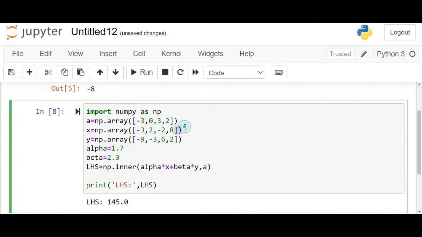So we should understand that these are three vectors: this is a, this is b, and then x, y, the value of alpha and the value of beta. We are talking about the inner product of alpha x plus beta y comma a, with a. The value of alpha is 1.7 and beta is 2.3. Similarly we have the vectors x and y. After operating these values, we will get this answer.